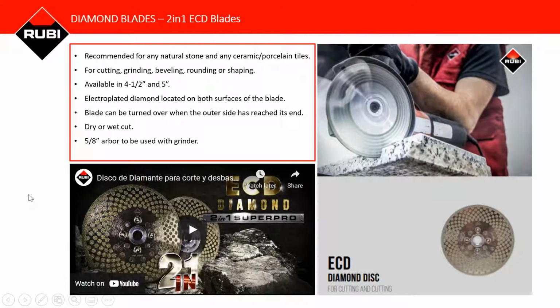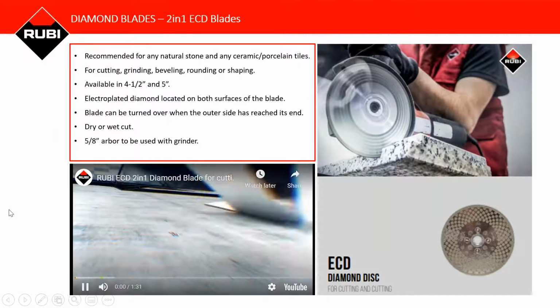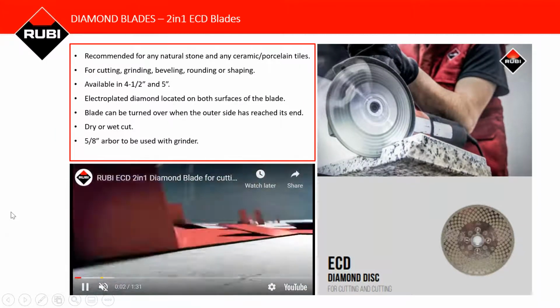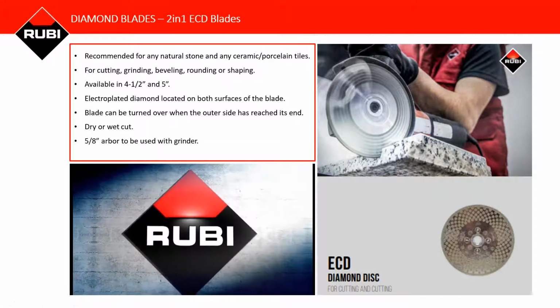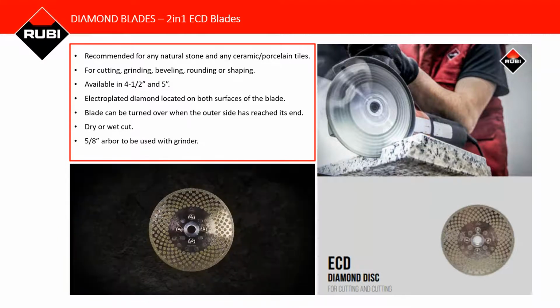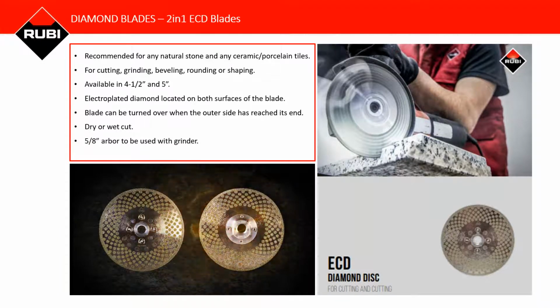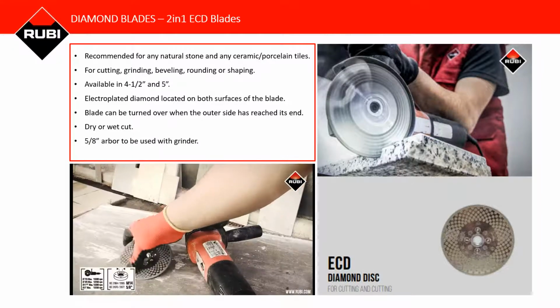The other blade that we recommend here is the 2-in-1 ECB blade. This 2-in-1 ECB blade has an electroplated finish on the front side, so you can cut with the actual disc, with the rim, but you can also bevel around and shape with the face of the blade. It does come in two sizes, 4.5 and 5 inch.